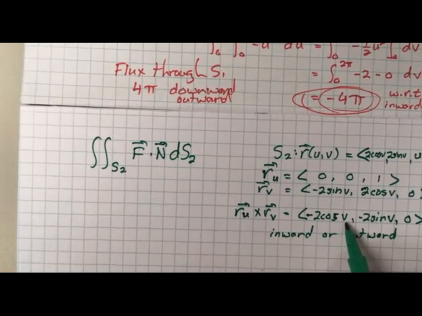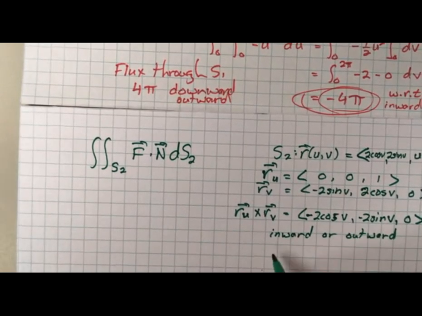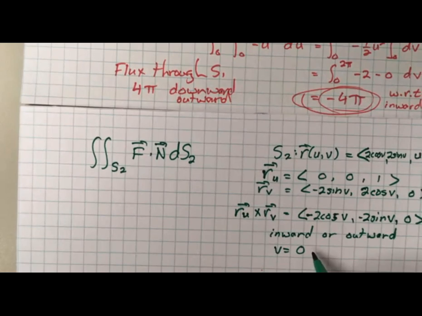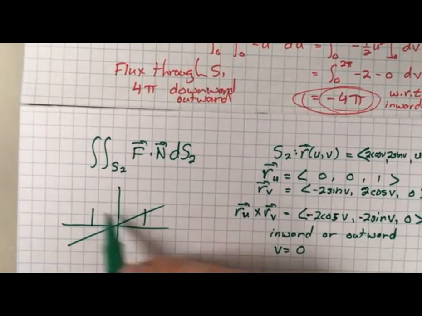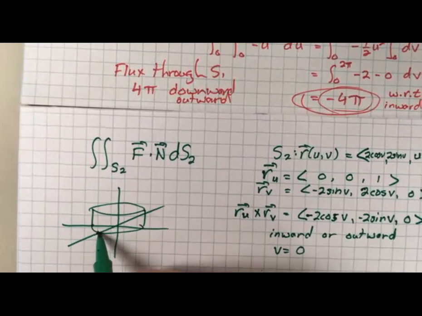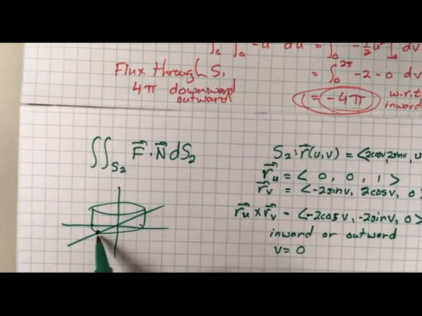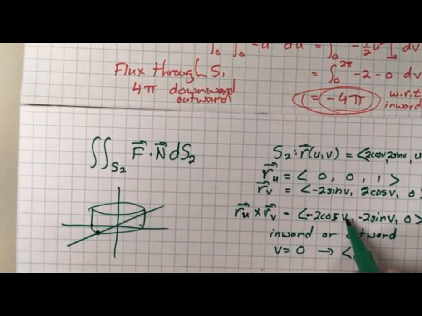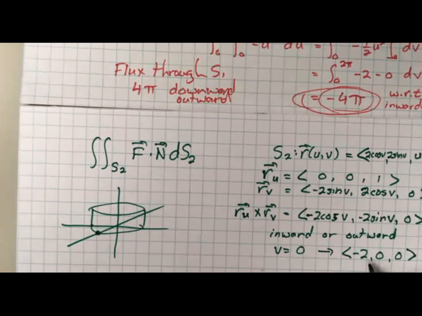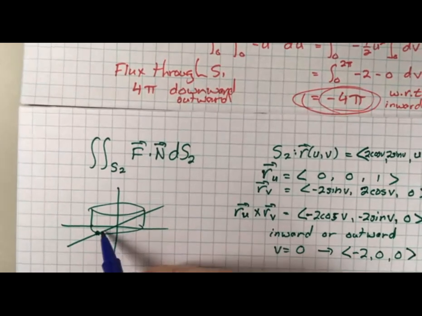What I have to do is pick just a sample value of V and see where this is going. So for example, at V equals 0, which is representing the angle of 0, you're standing on the x-axis. Here's my cheese. So V equals 0 represents standing on the x-axis, no angle deviation from the x-axis. What is the value of this vector? It is minus 2 times 1, minus 2 times 0, and 0. Now, with respect to that point, where is that pointing? That is pointing inward.